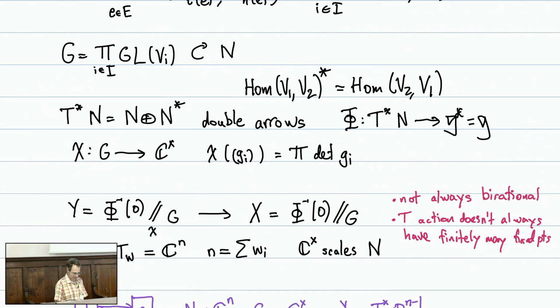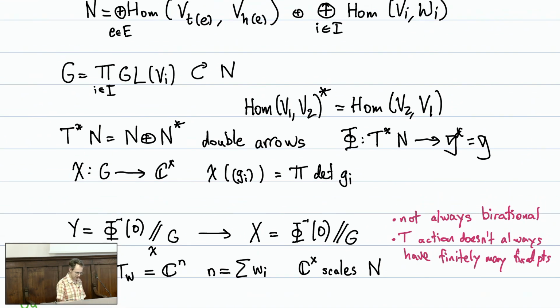And now I have the right recipe for doing this Hamiltonian reduction. So what does Hamiltonian reduction mean? Well, in this context, it means I take the 0 level of the moment map. I could take another level, but in this talk, I'll take the 0 level of the moment map. And I take the projective GIT quotient by the action of G using this character chi.